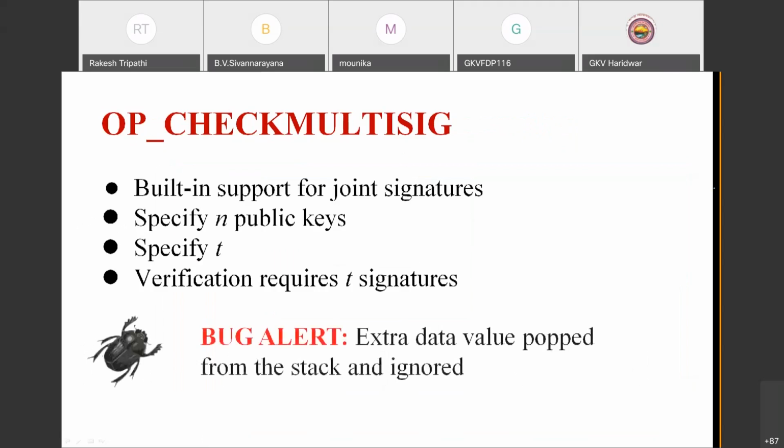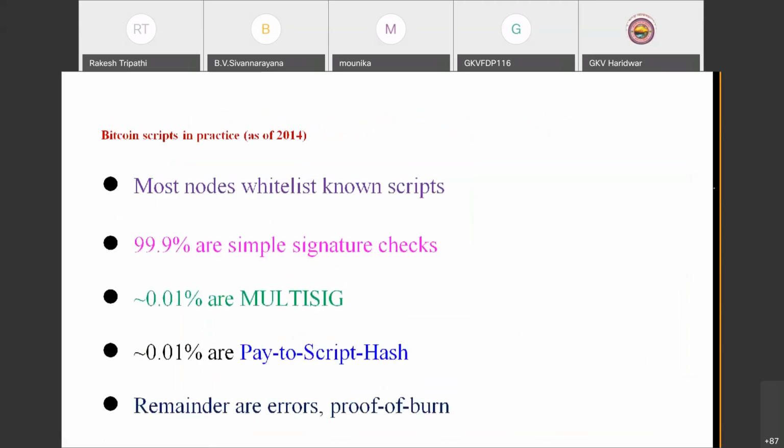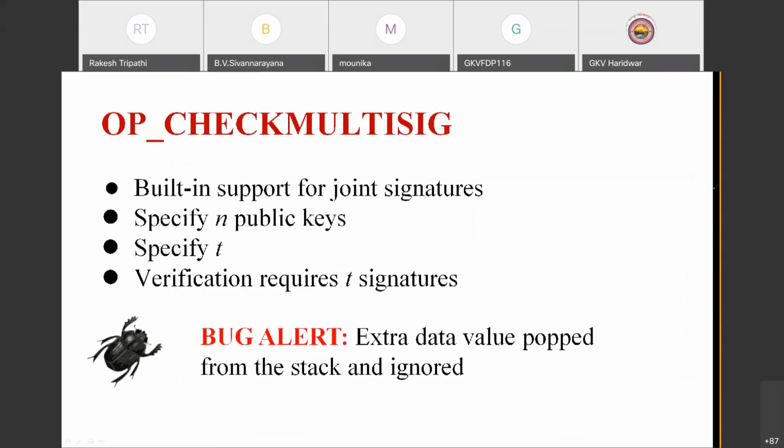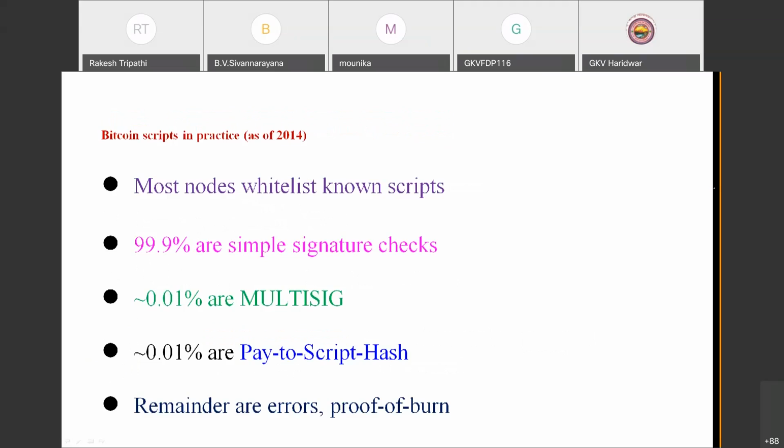So we have an object, a multi-sig kind of thing, where a transaction output can be consumed if k out of n sign the signature, then it is also valid.